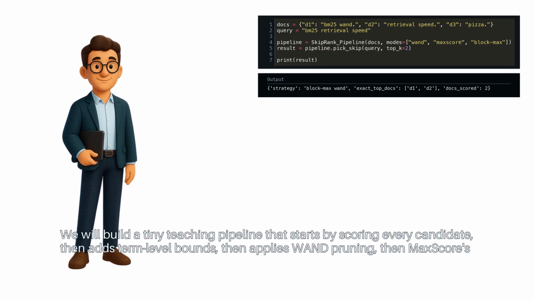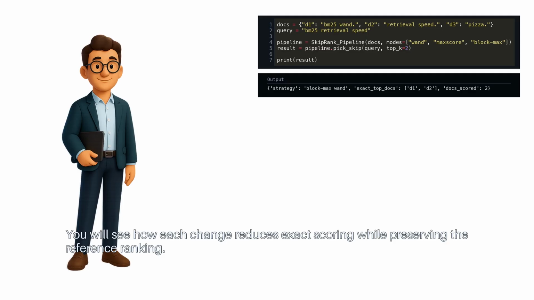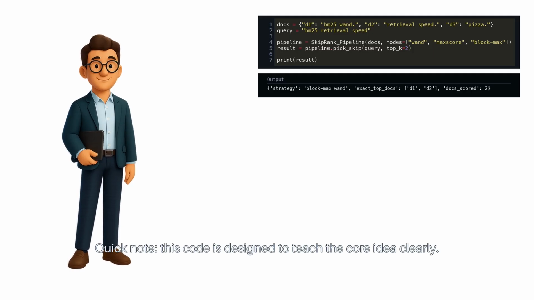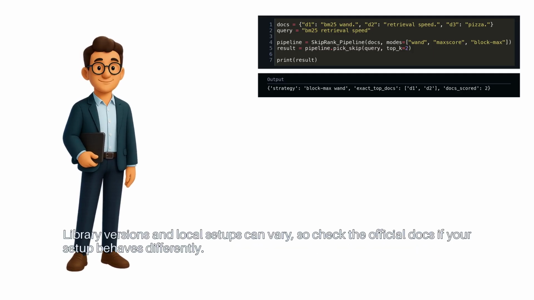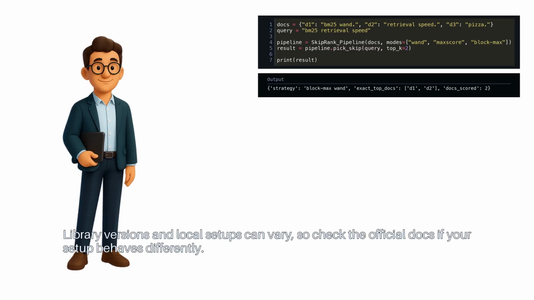We will build a tiny teaching pipeline that starts by scoring every candidate, then adds term-level bounds, then applies WAND pruning, then MaxScore early stopping inside a document, and finally block-level bounds for Block-Max WAND. You will see how each change reduces exact scoring while preserving the reference ranking. Quick note: this code is designed to teach the core idea clearly. Library versions and local setups can vary, so check the official docs if your setup behaves differently.